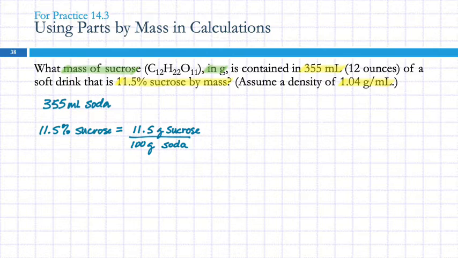And then we have a density, 1.04 grams per milliliter. Is that the density of sucrose or water or the soda? That's the density of the soda, right? So that's grams of soda per milliliter of soda.